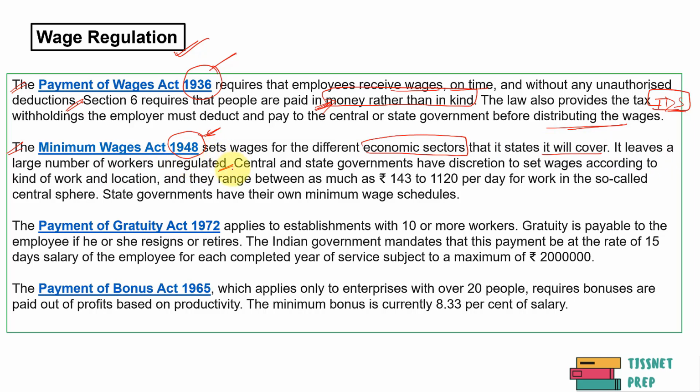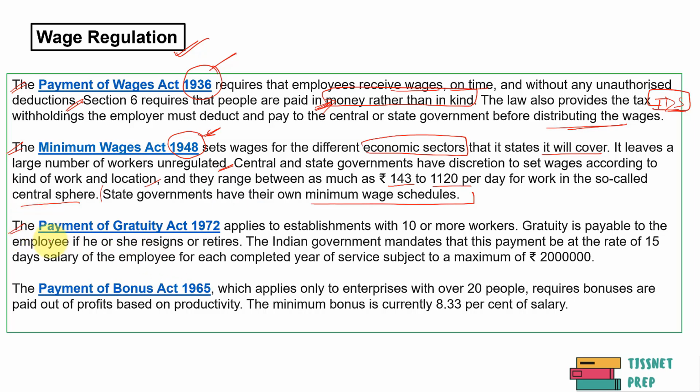Because most of our labor workforce is in the unorganized sector. Central and state governments have the discretion to set wages according to the kind of work and location. They range from 143 to 1120 per day. For work in the so-called central sphere, the state governments have their own minimum wage schedule. So the state government and the central government can have their own minimum wage according to the work and the location.